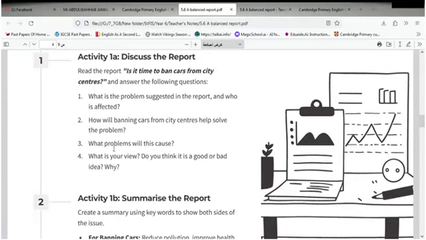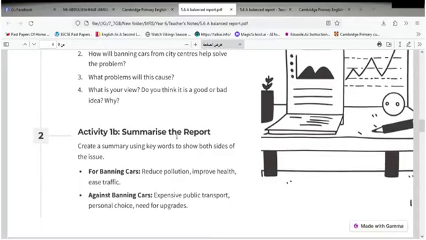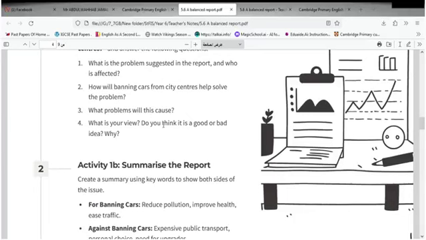Now, we read the report, Is it time to ban cars from city centers? We have some questions to answer. Okay? Let's go now and see.